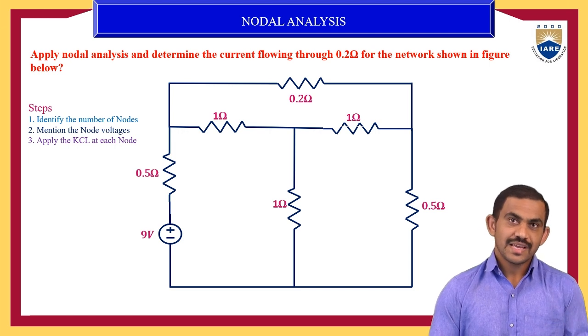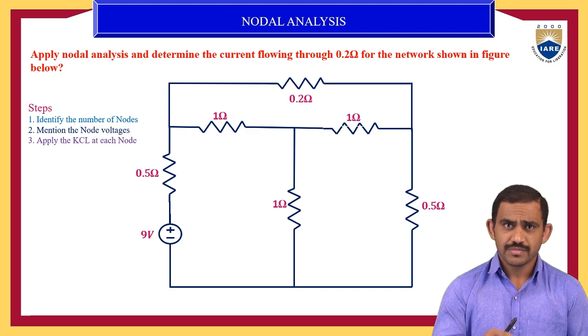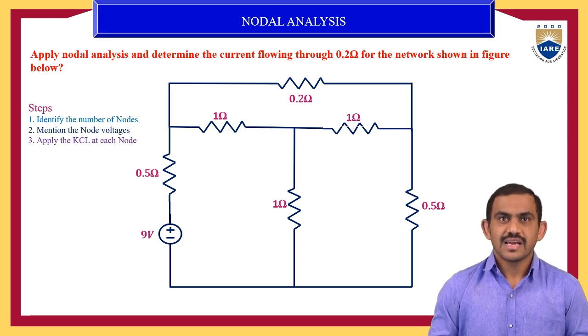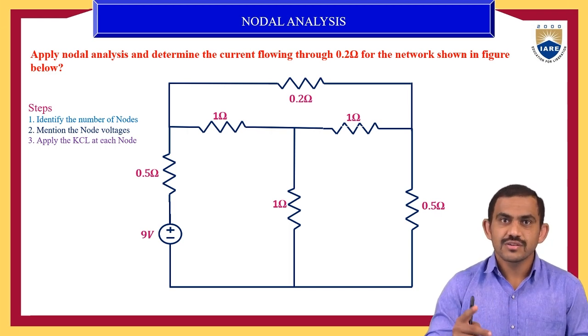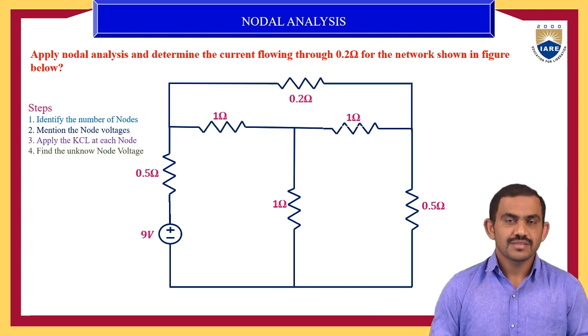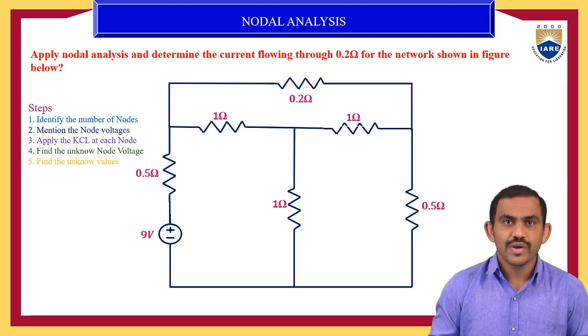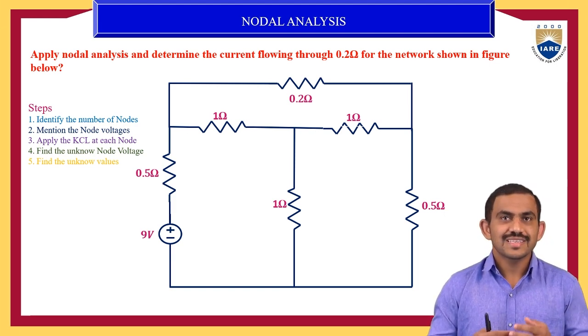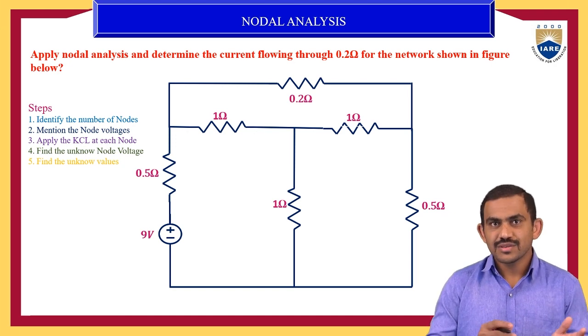Same as mesh analysis. There, the first step is to identify the loops, but here we identify the nodes. In the second step, there I need to give the directions; here I need to mention the voltages. The third step, there we use the KVL rule; here in nodal analysis we use the KCL rule. In the fourth step, there we find the loop currents; here we find the nodal voltages. And in the last step, we find the unknown values, the same thing here also. These are the steps for mesh analysis as well as nodal analysis.